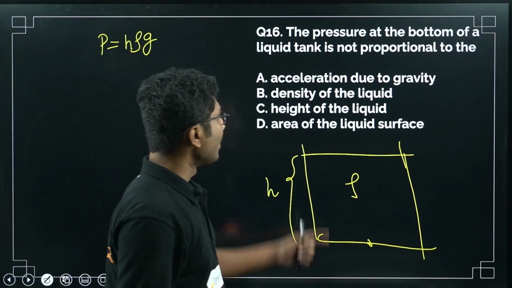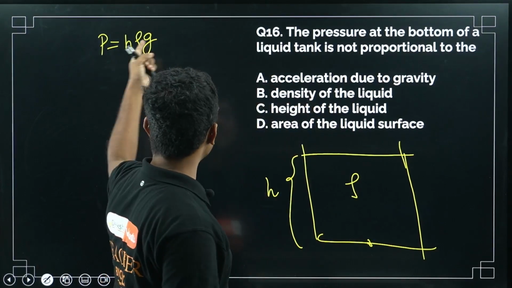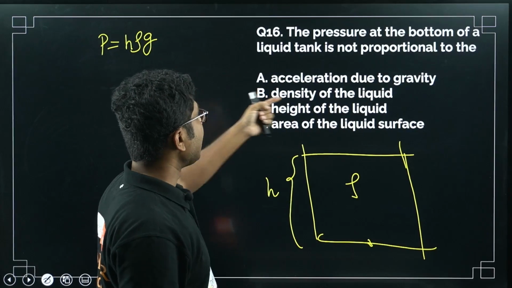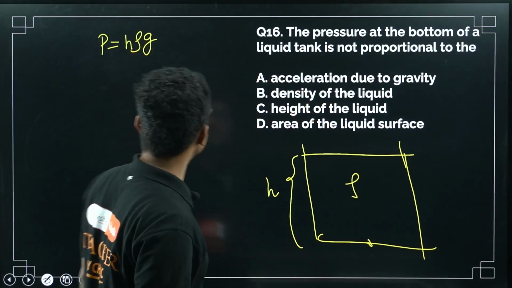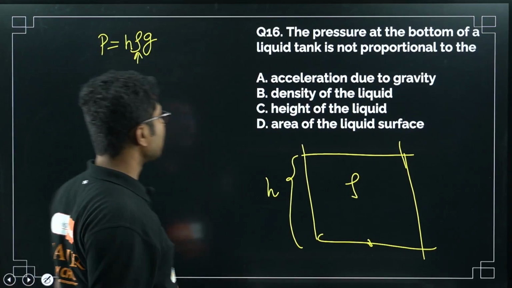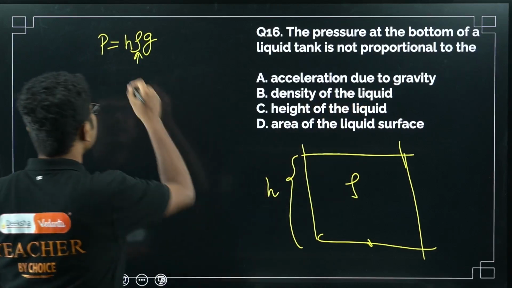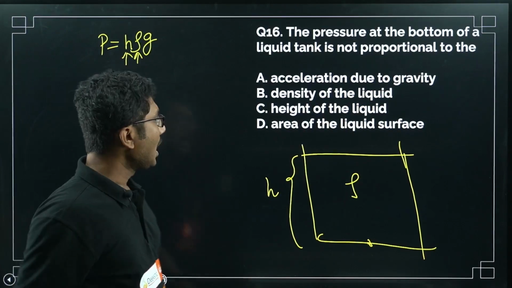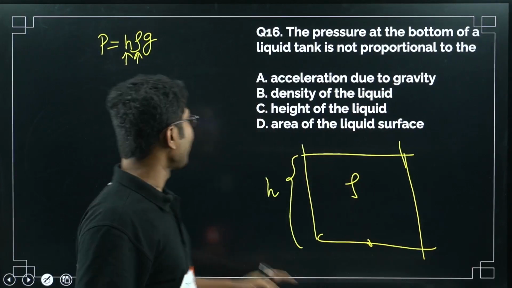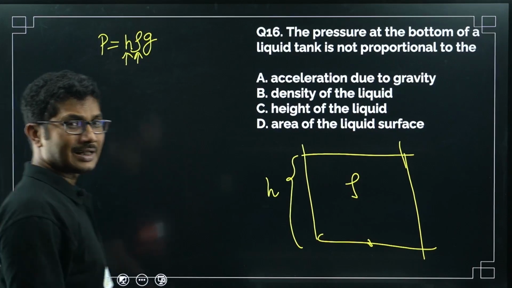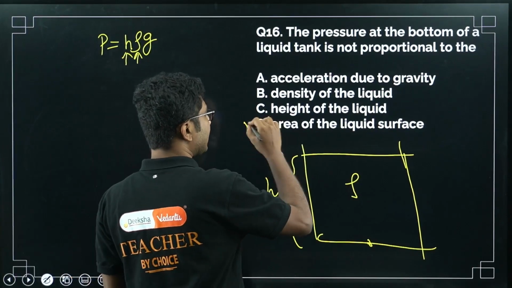Okay, so obviously acceleration due to gravity, it is proportional. Density of the liquid is proportional, so this is also proportional. Height of the liquid is also there, so this is also proportional. Area of the liquid surface, can you find area here? Any area is given here? Area is not given, so this should be the correct answer.